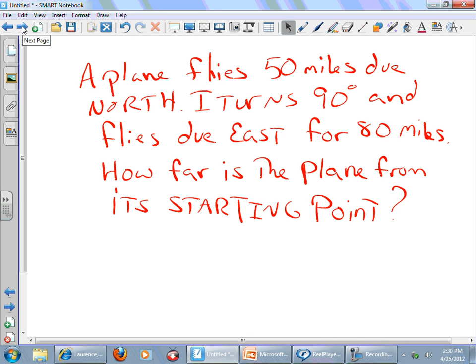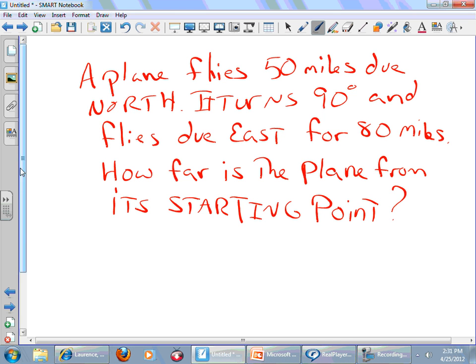Now, sometimes it's a Pythagorean theorem problem when you can't see it. And I know, please don't do this. You're going to read this. A plane flies 50 miles due north. It turns, oh, I left a T out of there. Let me get a T in there. It turns 90 degrees and flies due east for 80 miles. Okay, this plane, how far is it from its starting point?